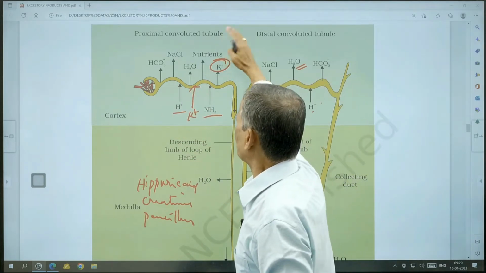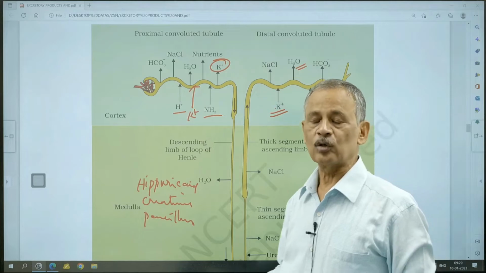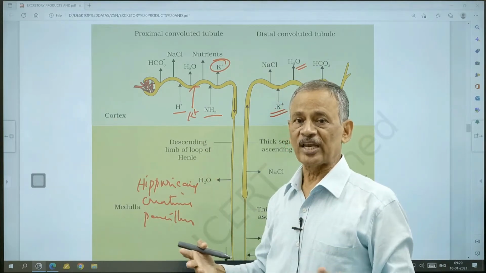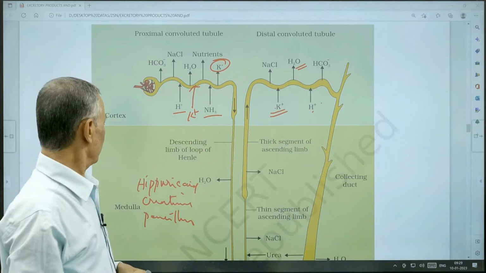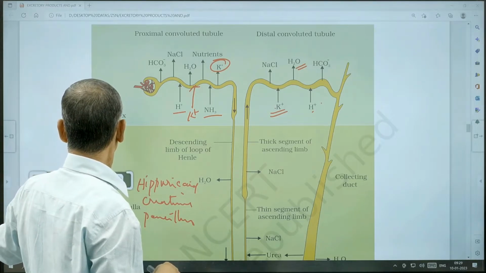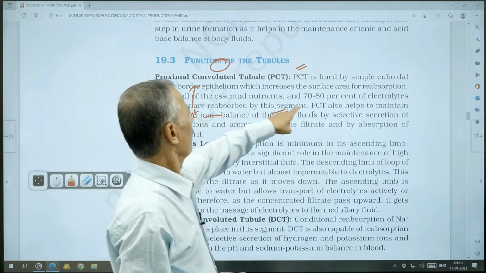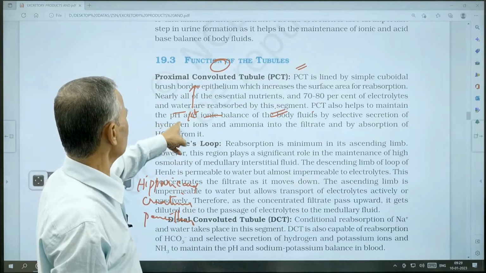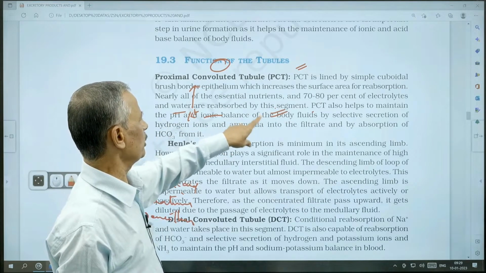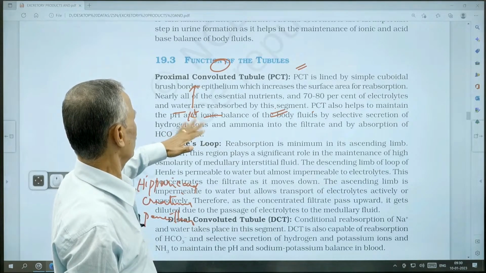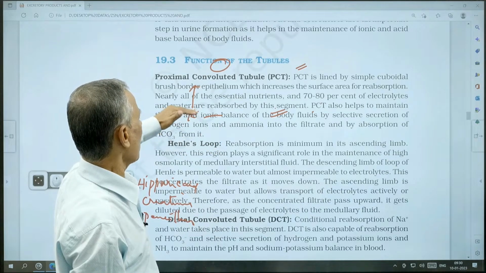And they will be absorbing materials that are essential to the body and sending out materials that are not needed by our body. So by absorption and secretion, the PCT is playing an important role in maintaining the osmotic balance of our body. The main function of PCT is to maintain pH and ionic balance of the body fluid, through selective secretion of hydrogen ions and ammonia into the filtrate and absorption of bicarbonate from it. So the main function is maintenance of water and ionic balance.